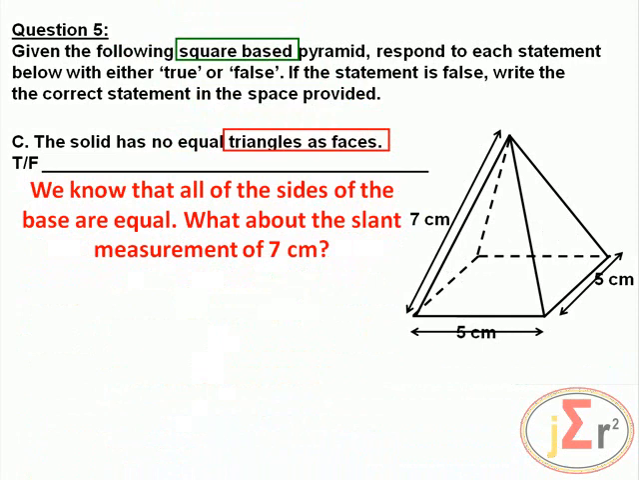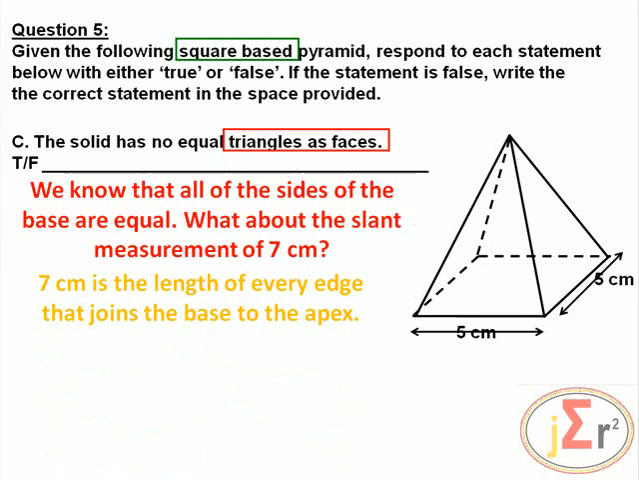We know that all of the sides of the base are equal, or all of the edges of the base are equal in length. But we need to also take a look at the slant measurement of 7 centimeters. That slant measurement of 7 centimeters is also a part of the triangles. So we need to bear that in mind and take a look at it. 7 centimeters is the length of every edge that joins the base to the apex.